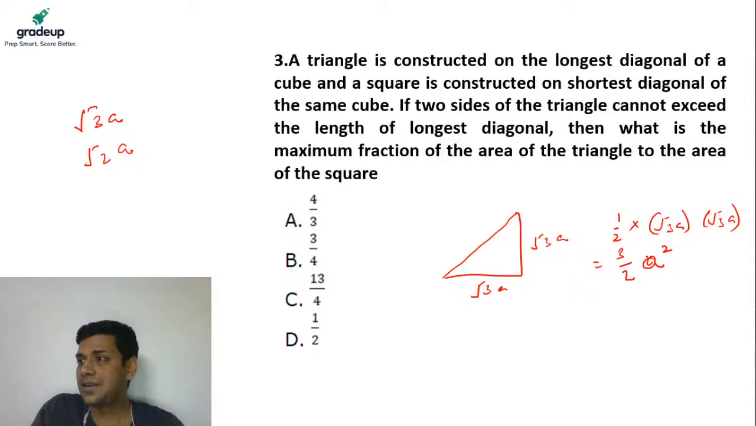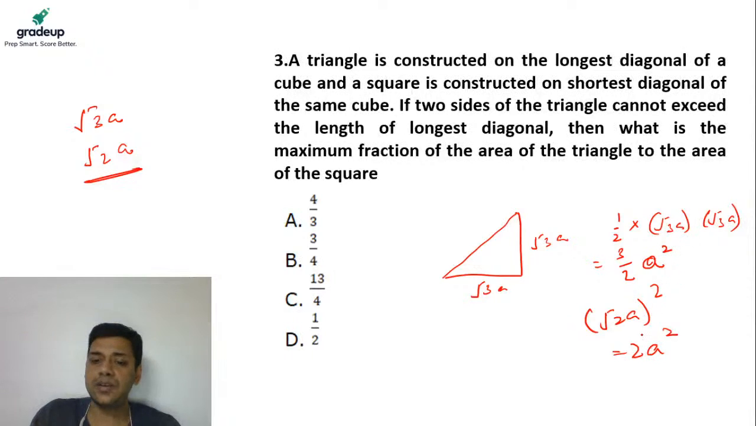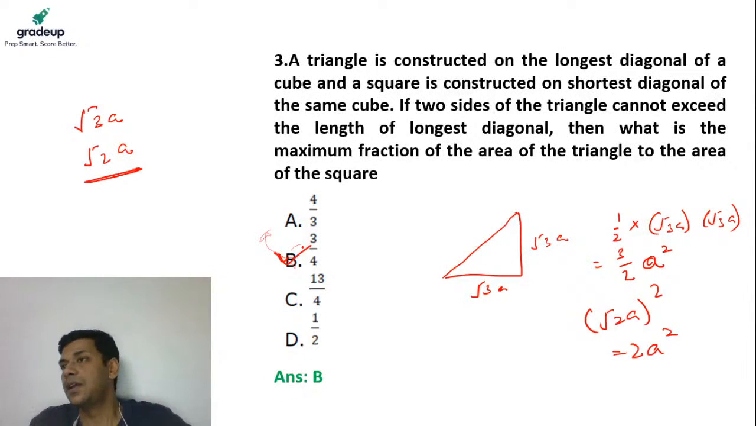And now, what is the area of the square? What is the diagonal of the square? Sorry, what's the side of the square? The side of the square is root 2a. So what's going to be the area of the square? The area of the square is going to be root 2a whole square, which gives me 2a square. Now if I look at the ratio of these two areas, a square and a square will get cancelled out, and I am left with 3 by 4. Yes or no?